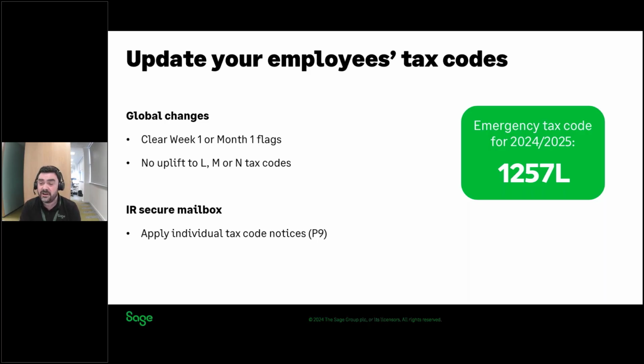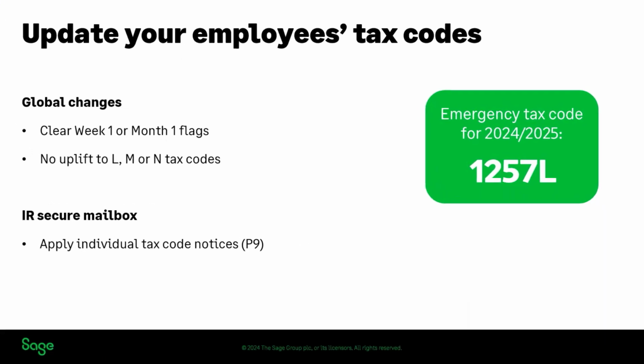So if you have got P9 notices, you might want to apply those after doing the global change, and that way you can be absolutely certain that those employees end up on the right tax code, although it would be very rare for a tax code on an individual notice to be on a week one, month one basis at the start of a year. So let's show you the global change for this one.